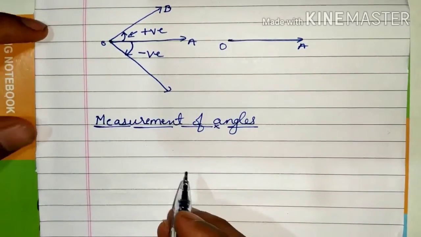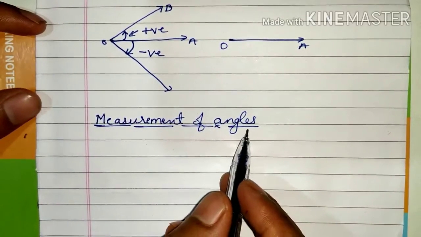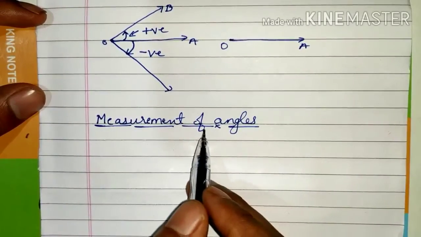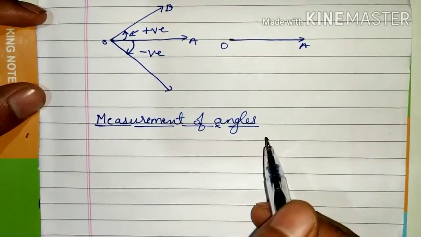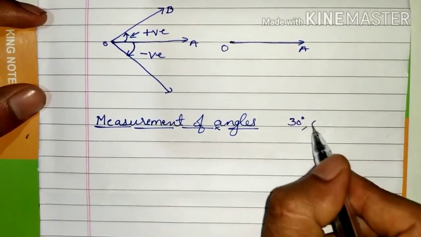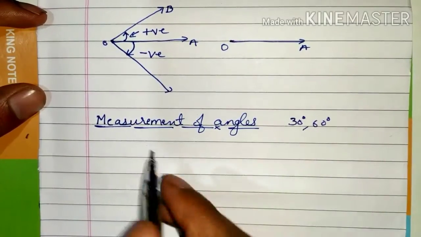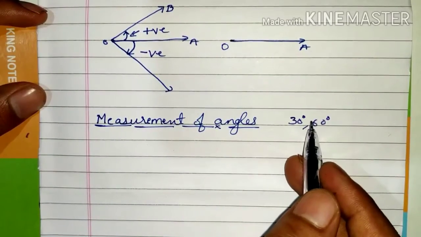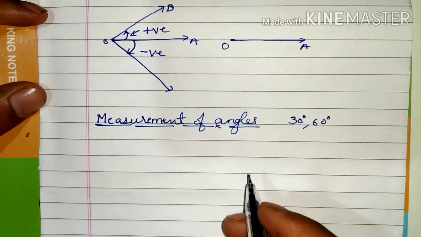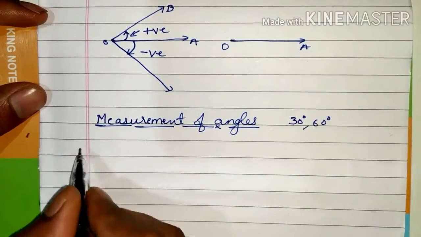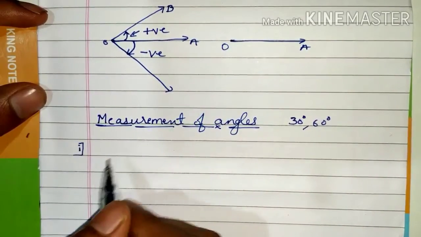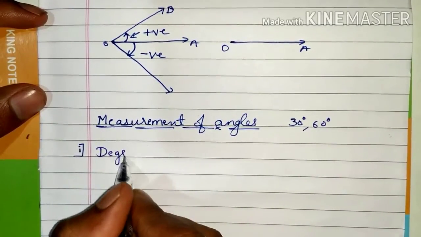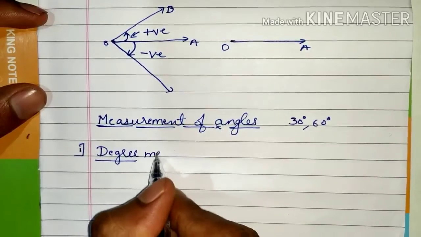Next we shall discuss measurement of angles. So far up to high school, we have learned measurement of angles in terms of degree, correct? Like 30 degree, 60 degree you have studied. But in mathematics there are two more units apart from degree. So we have grade system and radian system. So there are three different units for measuring angle. So the first one is degree measure.